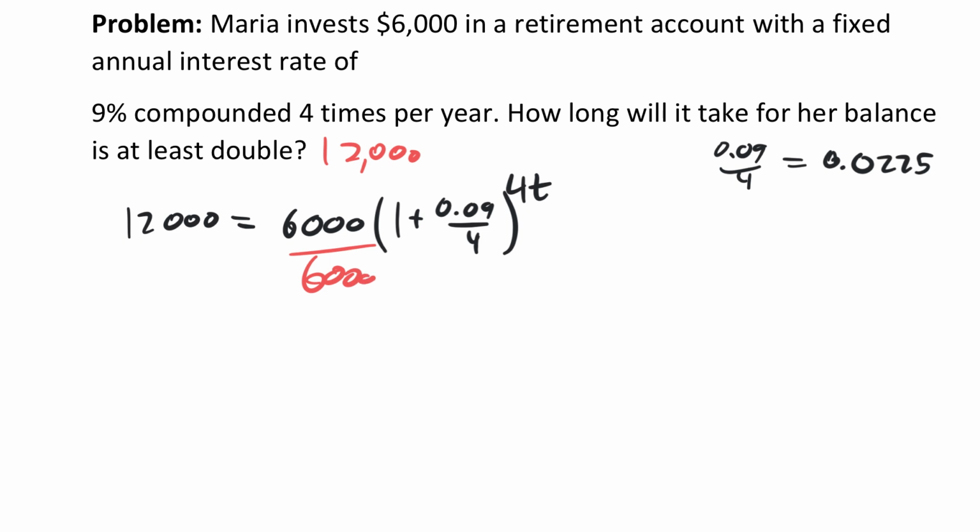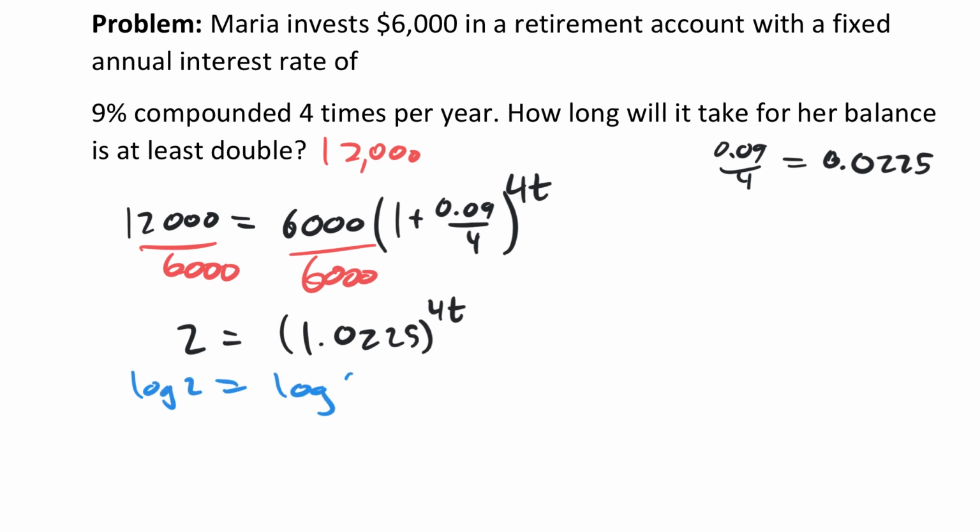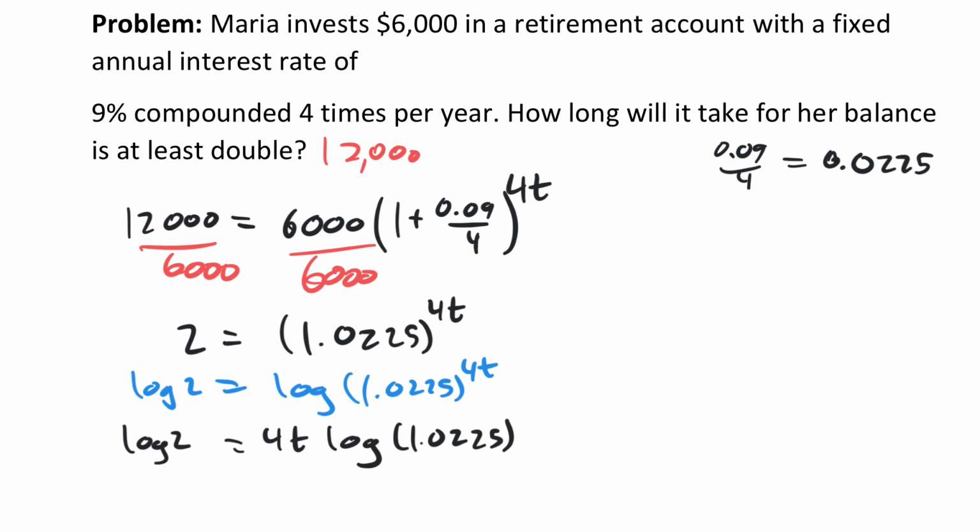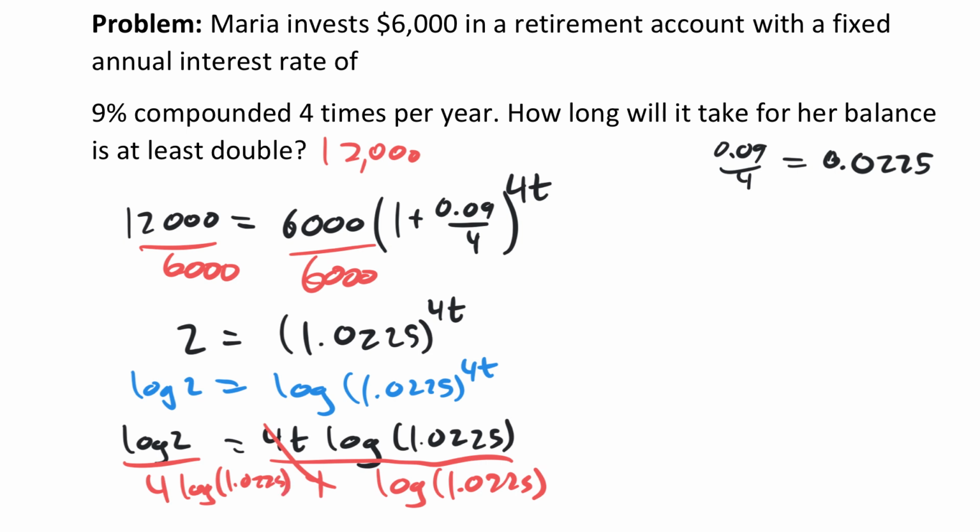All right, let's go ahead and divide the 6,000 first though. 12,000 over 6,000 should just be 2. And this will be 1.0225 to the 4t. Take log of both sides. And then move down that 4t. And then we're going to isolate for the t by dividing everything out. Divide by 4, divide by 4, divide by log of 1.0225, log 1.0225.